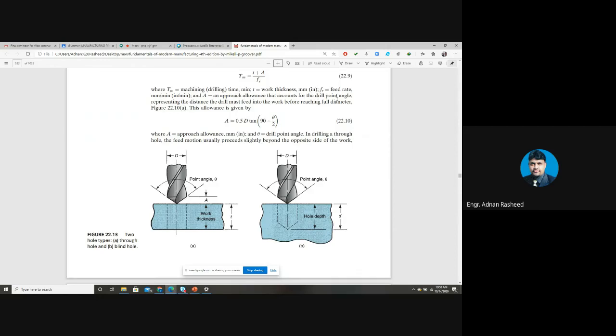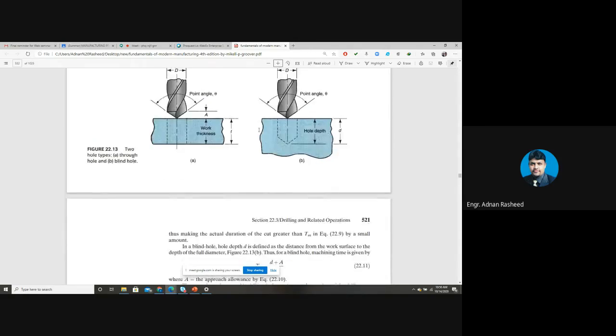allowance that accounts for drill point angle, representing the distance the drill must feed into the work before reaching the full diameter. Okay. So this approach allowance is represented by the formula A is equal to 0.5 d tangent of (90 minus theta by 2), where theta is the point angle and it is usually 120 degrees or 118 degrees. So if you have d, the diameter of the hole, and the point angle, you can calculate the approach allowance. So once you get the approach allowance, all the values are available, you can put them in the formula and you can calculate the time for machining.